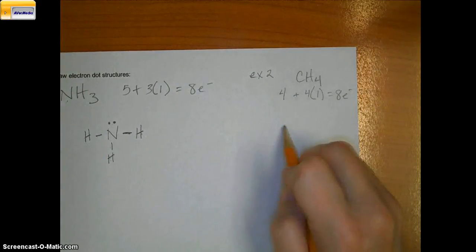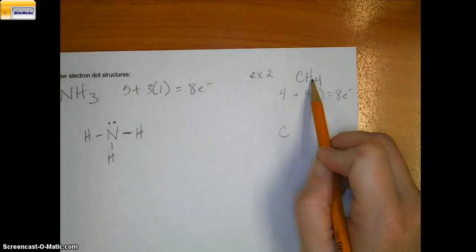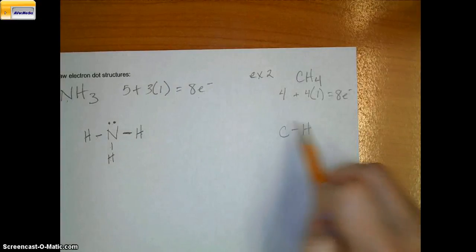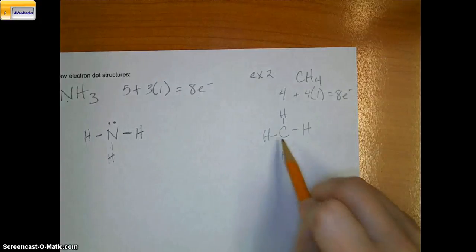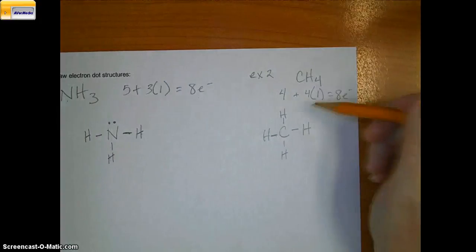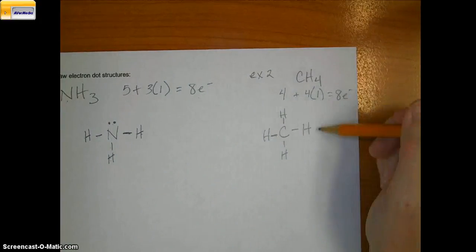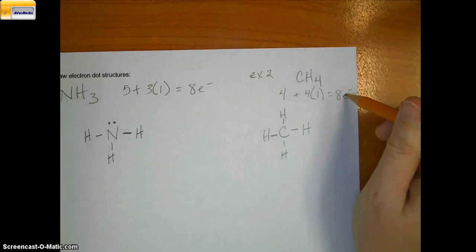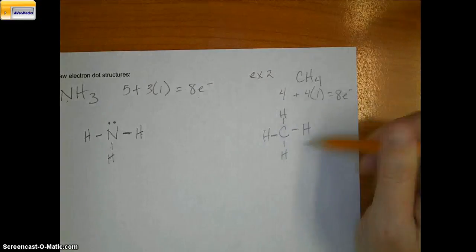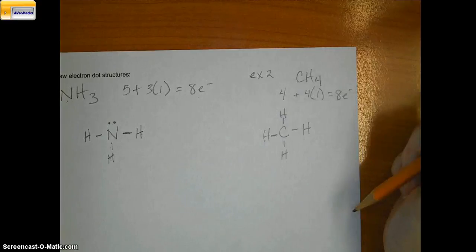Carbon is in the middle. We single bond our 4 hydrogens, 1, 2, 3, 4. And we count. All the hydrogens have the 2 that they need. The carbon has 2, 4, 6, 8. So we've used our 8. The carbon has its octet. The hydrogens have their octet. So that would be our completed dot structure.